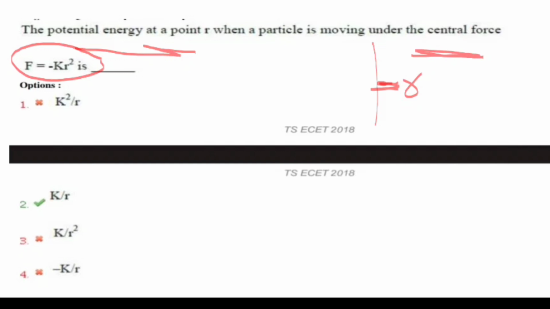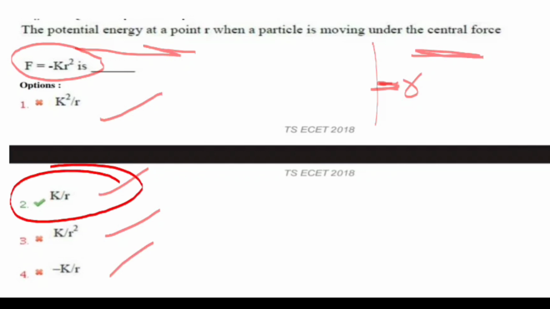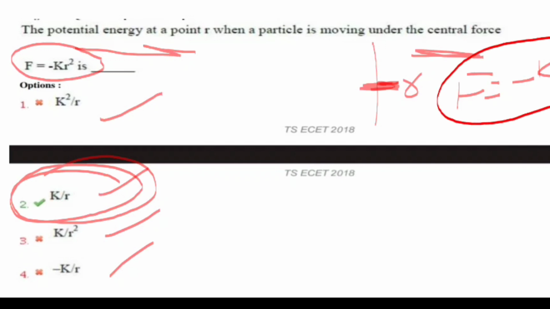Option A k square by r. Option B k by r. Option C k by r square. Option D minus k by r. Option B, k by r, is the potential energy at a point R when the body is moving under the central force F equals minus kr square. When a body is moving with a force minus kr square at some point R, the potential energy will be k by r. Thank you.